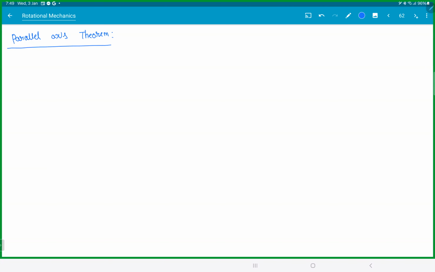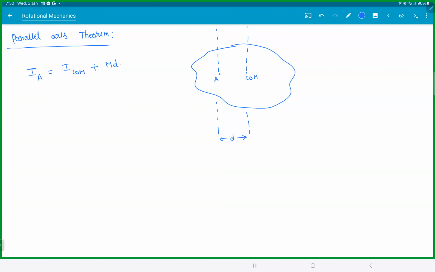So parallel axis theorem, what it says: if you have a body and if you have two axes parallel to each other, one is passing through the center of mass. So what this says is moment of inertia about an axis A is equal to moment of inertia about an axis through the center of mass plus the mass of the body times the square of the distance between them. Don't worry about the proof. It's not important. If it is in the board exam, then we can see.